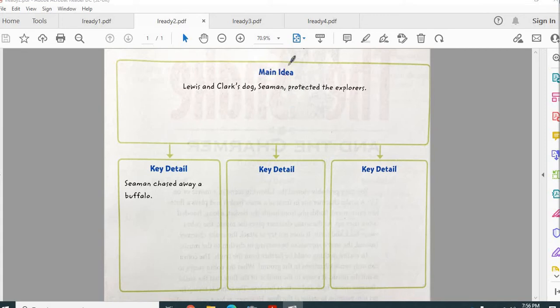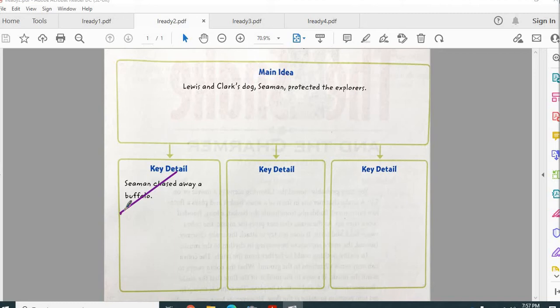So, all right, they've already kind of decided that the main idea, what this little paragraph was all about, wasn't really about Lewis and Clark. It was about their dog, wasn't it? Yeah, it was about Seaman and how he protected them. So the main idea was all about Lewis and Clark's dog, Seaman, and how he protected the explorers when they were working. And the key details, like I said, are kind of the proof or the evidence that that's true. If we're saying that Seaman protected the explorers, I'm looking for things in the story that would prove that. Things that show that in the little paragraph we read.